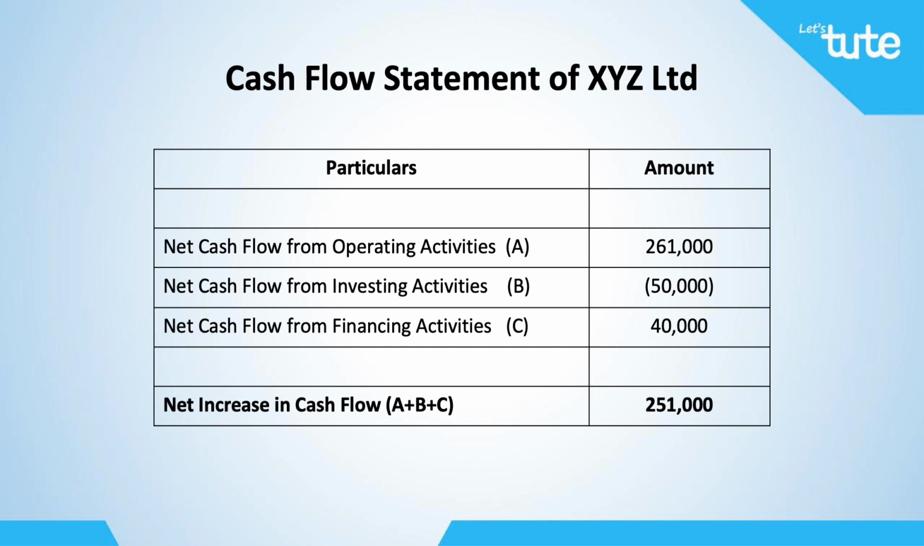And finally, by summing up these activities, A, B, and C, we will derive the final answer using the indirect method of preparing a cash flow statement, which reflects whether there was a net increase or decrease in cash flows during the selected period, which in this case was a net increase of 251,000.